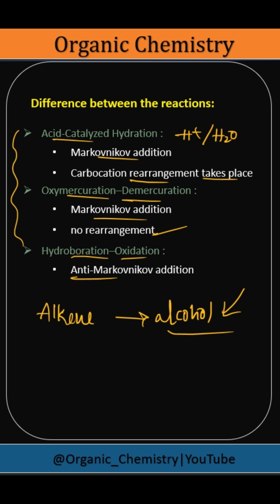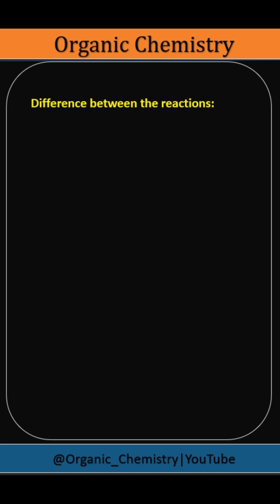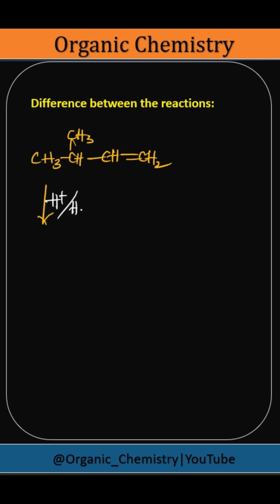All right. And let me explain with one example here. So let's take this example: CH3, CH, CH3, CH double bond CH2. Here let's try to write the product using these three reactions. Let's do acid catalyzed hydration, H plus water. So what happens here? It occurs according to Markovnikov addition, and at the same time rearrangement is also possible, right?